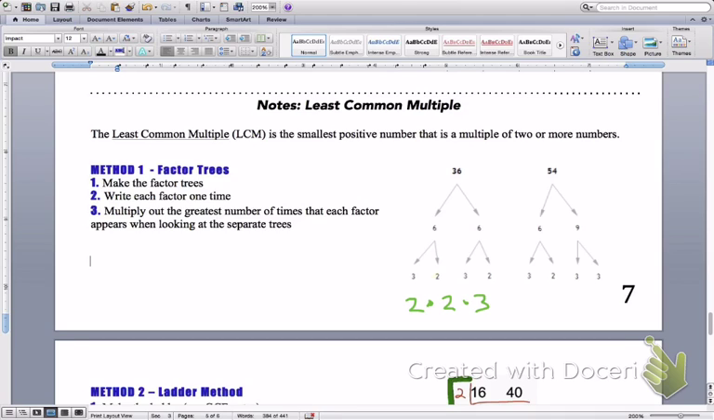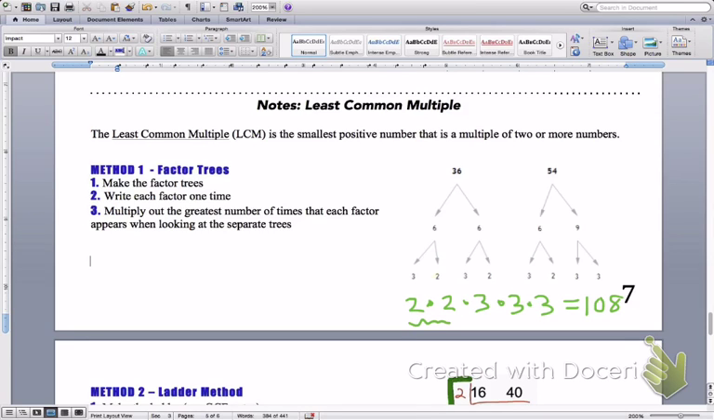Now I'm going to look at my 3s, and I've got the 3 once here, twice here, versus the other tree where I see it 1, 2, 3 times. So that tells me the greatest amount of 3s that I have is 3 times. So I'm going to multiply the number 3 three times. So that's going to give me my LCM, or the least common multiple. So that would be 27 times 2, so my answer would be 108 for the LCM. So once you multiply all these numbers out, you get 108.